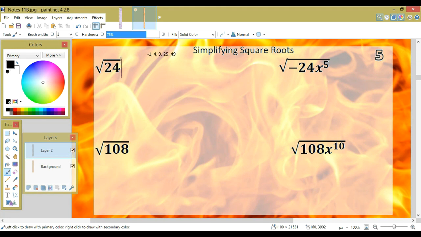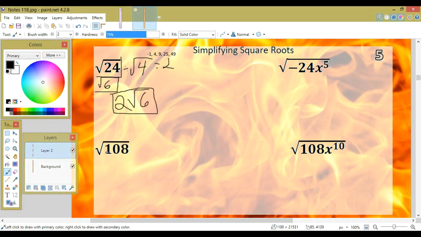So with 24, can we pull out 1? There's no negative. How about 4? We can divide by 4. 24 divided by 4 is 6. Now, 6 does not have a perfect square you can divide by. So that's just your remainder, your leftovers. The square root of 4 equals 2. So our simplified radical would be 2 square root of 6.